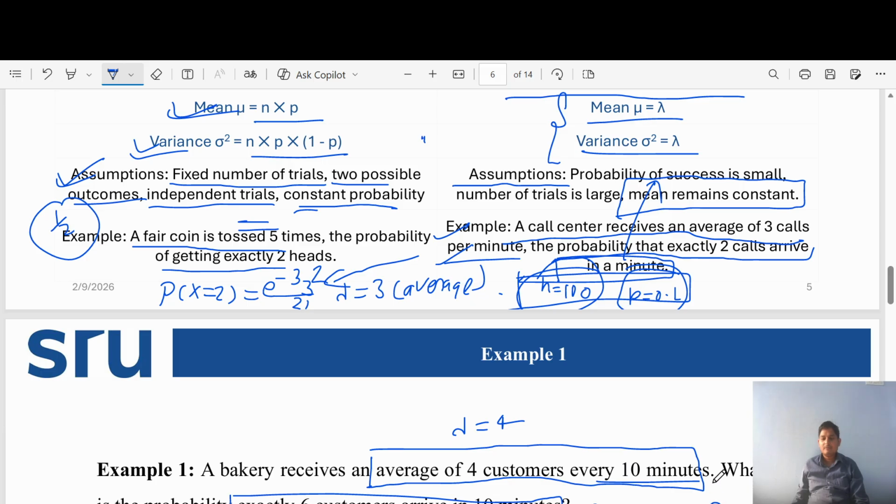So what is the formula? P(X = k) is e to the power minus lambda, lambda to the power k upon k factorial. So 6 is k. So e to the power minus lambda, lambda is 4, is given. So e to the power minus 4, 4 to the power k, k means 6, upon 6 factorial. So if you evaluate this, you find the value.